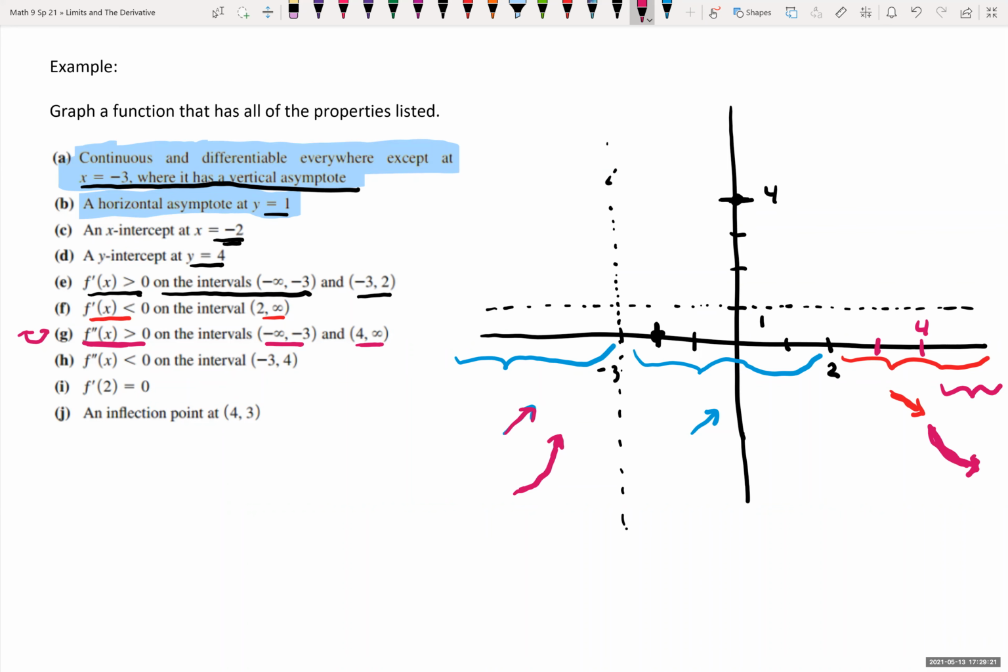I also know that because it's concave up here, and this is at 4, I probably have an inflection point. So we have an inflection point when x equals 4. And then we're told that it's concave down when the second derivative is less than 0, and that's on the interval from -3 to 4. Okay, so from -3 to 4, it's concave down.